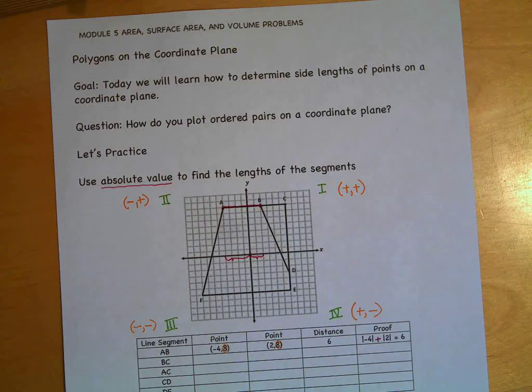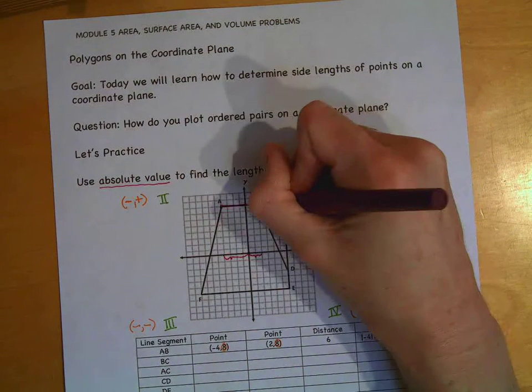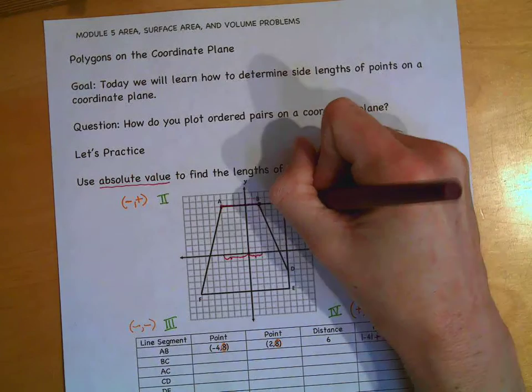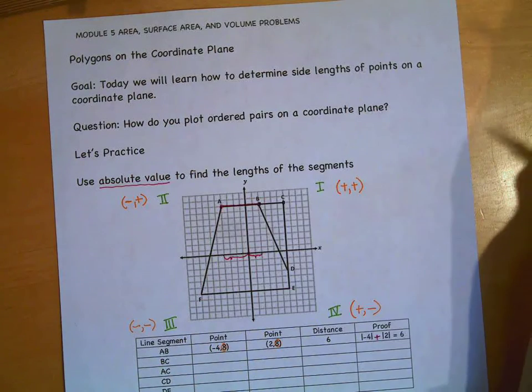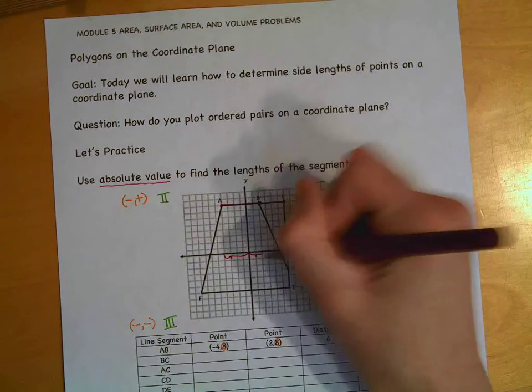All right, now let's try the next one. See if we can get it. I'm going to change colors. Okay, so now we're doing BC. Well, BC sits right here. Here's B, right? And here's C. So we do the exact same thing. We have to label the points first.